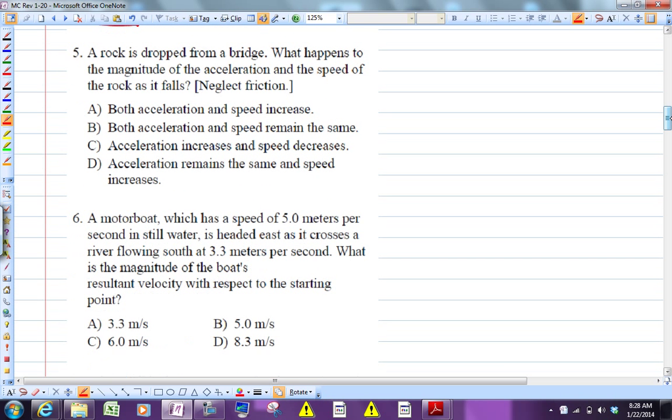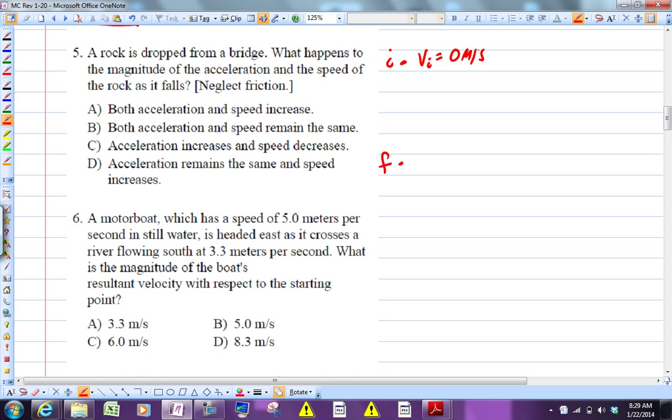Looking at question 5, a rock is dropped from a bridge. What you want to do, and what I don't see enough students doing, is what I like to call drawing the big picture. So it's not critical that you draw something fancy. I certainly can't. But we need to label the initial position and the final position. So you're dropping a rock, and we know that initially its velocity is 0 meters per second.